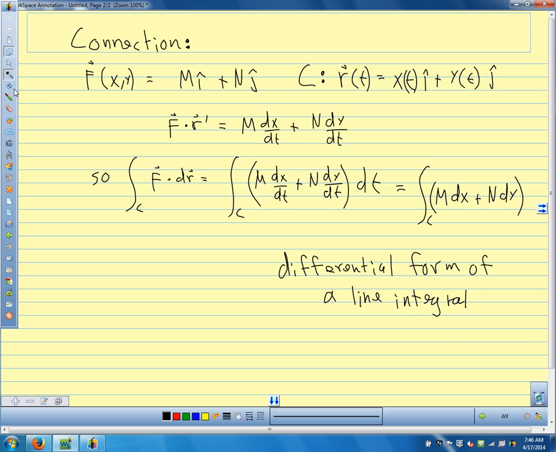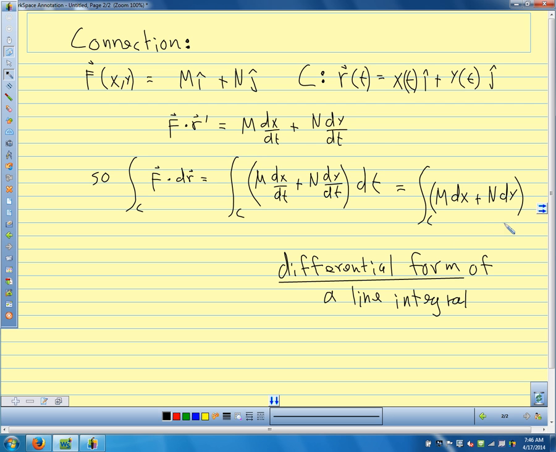And it's going to be useful to express our vector line integrals in differential form as we move forward. There'll be times when it's beneficial to express our line integral in this form. It'll allow us to do some nice things when we have certain conditions that are met with our field. So this is our differential form of our line integral.